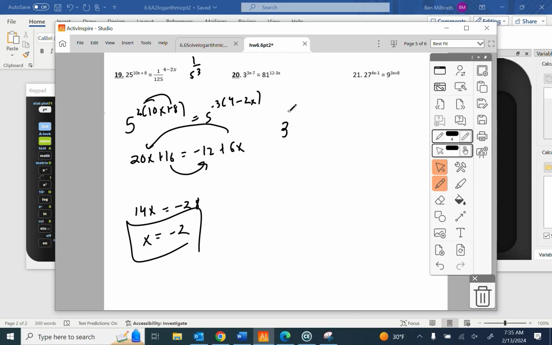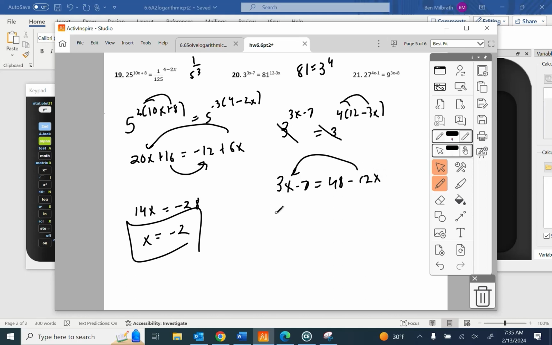I'm going to leave this 3 alone because I know that 81 is 3 to the 4th power. And then I have 12 minus 3x in the exponential space. Throw away the bases. 3x minus 7 must equal 48 minus 12x. Let's shift our x's over here. 3 plus 12 is 15. 48 plus 7 is 55.